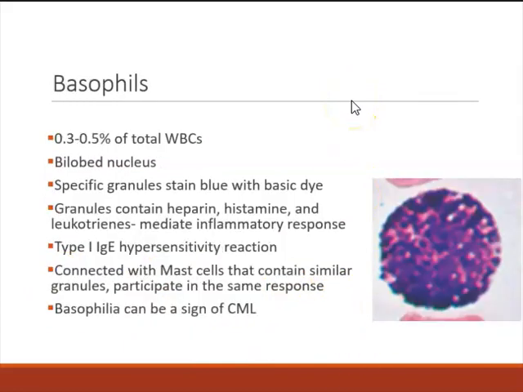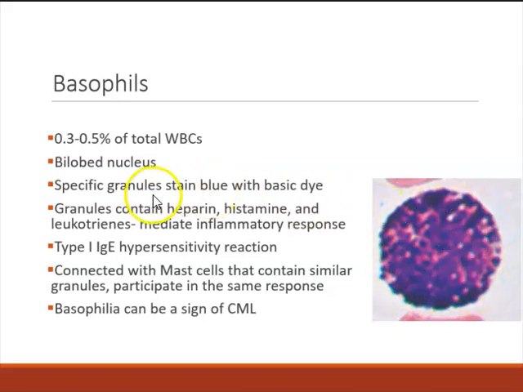The next type of granulocyte are your basophils. Basophils are the least numerous. They make up about 0.3 to 0.5% of total white blood cells. They also have a bilobed nucleus. However, you can't really see the bilobed nucleus because of the very dark granules that are stained within the cytoplasm.